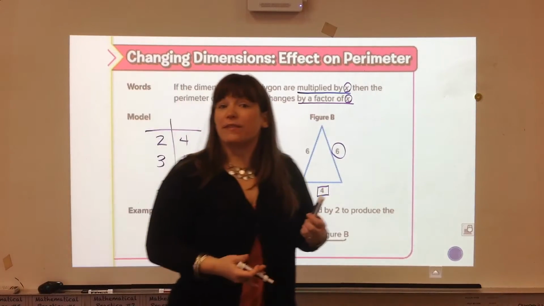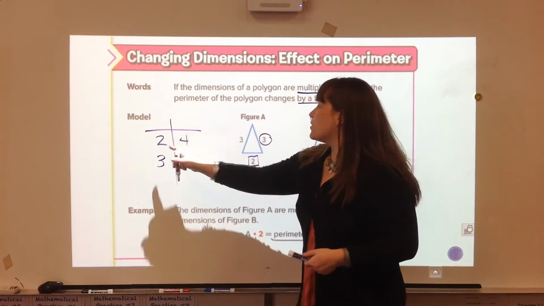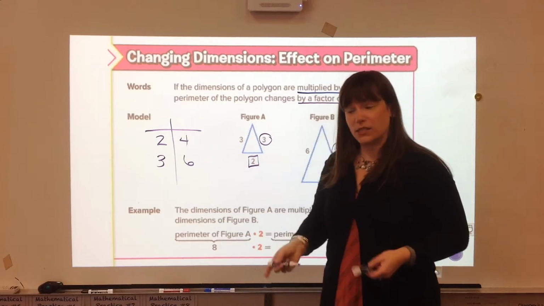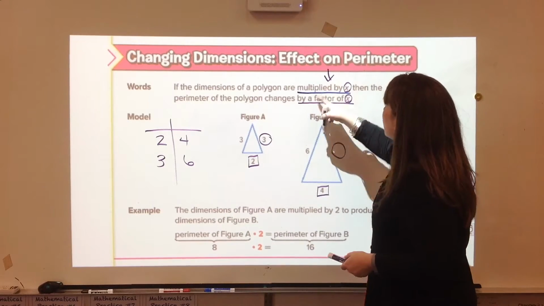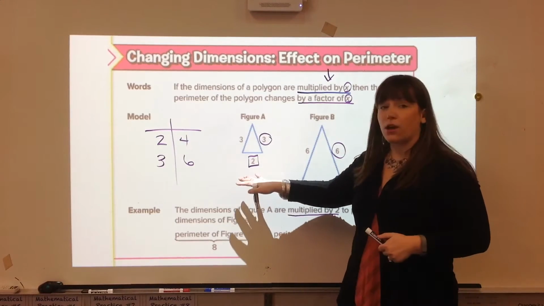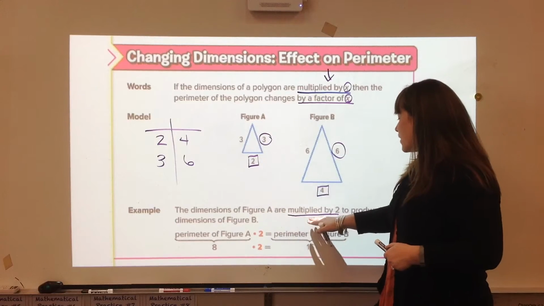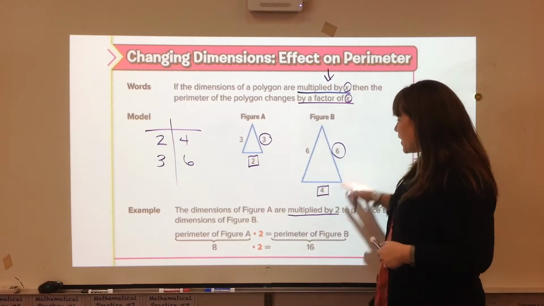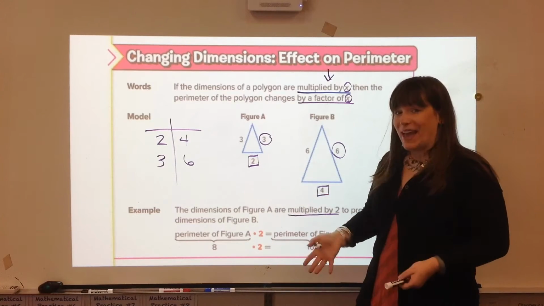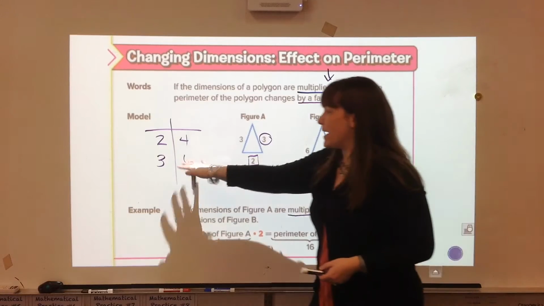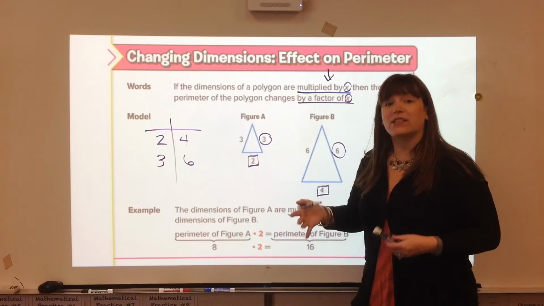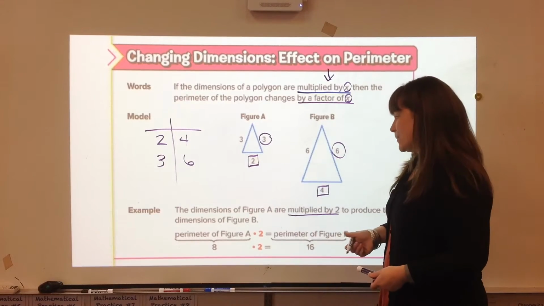Do you see that there's the same increase? You can multiply 2 times 2 to get 4. You can also multiply 3 times 2 to get 6. That's what it means by multiplying by a number, by 2 in this case. So the dimensions of the small triangle are multiplied by 2, underline that, to produce the dimensions in figure B. That's the pattern. Remember from chapter 8, we talked about patterns, ins and outs. So the corresponding sides we have to look at to determine what the pattern is.